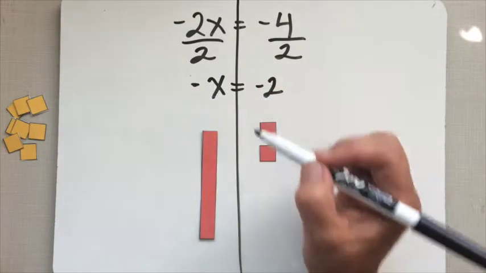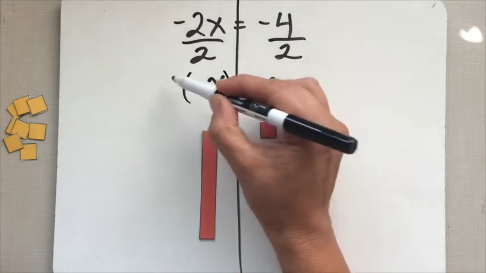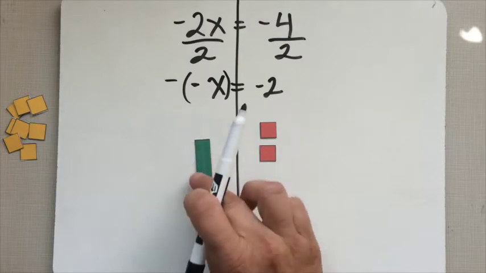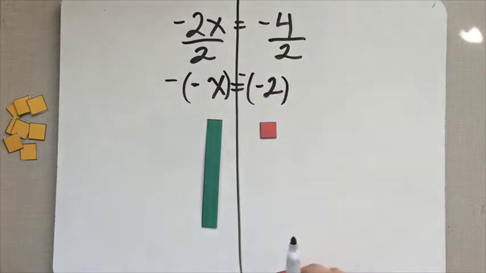Again, don't leave a negative x. You need your answer to be a positive variable. So I'm going to take the opposite of negative x by flipping it over, and the opposite of negative 2 by flipping those over.